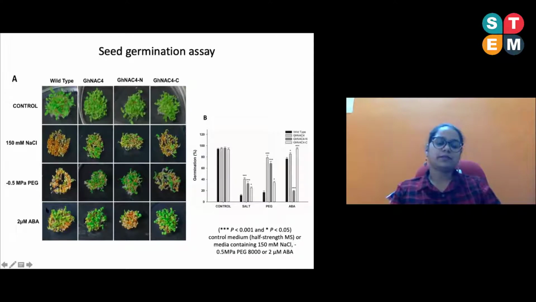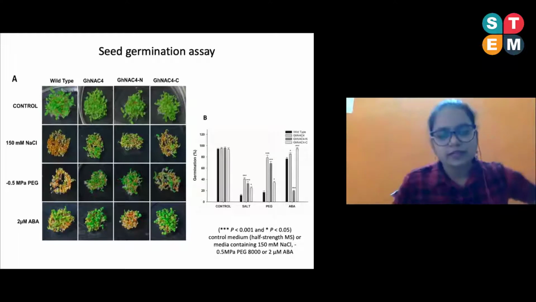Now, on a media supplemented with ABA, which is the stress hormone I mentioned earlier, abscisic acid, the N-terminal domain transgenic showed very poor growth as compared to the other plants, while the C-terminal domain showed a very high percentage of germination. With this assay, we see that GH-NAC4 has stress tolerance capabilities, and both the domains add to that stress tolerance capability. And specifically, the N-terminal domain shows sensitivity to ABA.